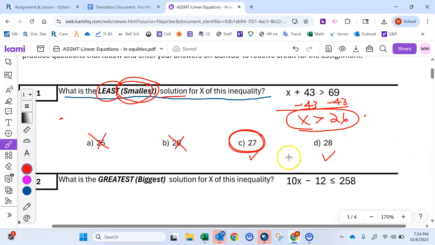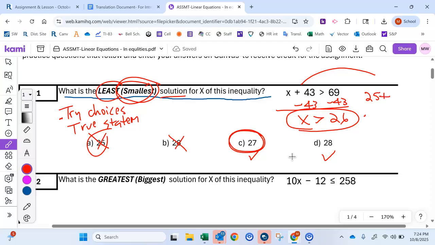Now the next way to do it is we could try the answer choices to see what gives us a true statement. What do I mean by that? Let's try 25. I take this over here and put 25 in for x. So instead of x, I write 25 plus 43. Is that greater than 69? Well, if I use my calculator, I get 68. Is that greater than 69? No, it's not.